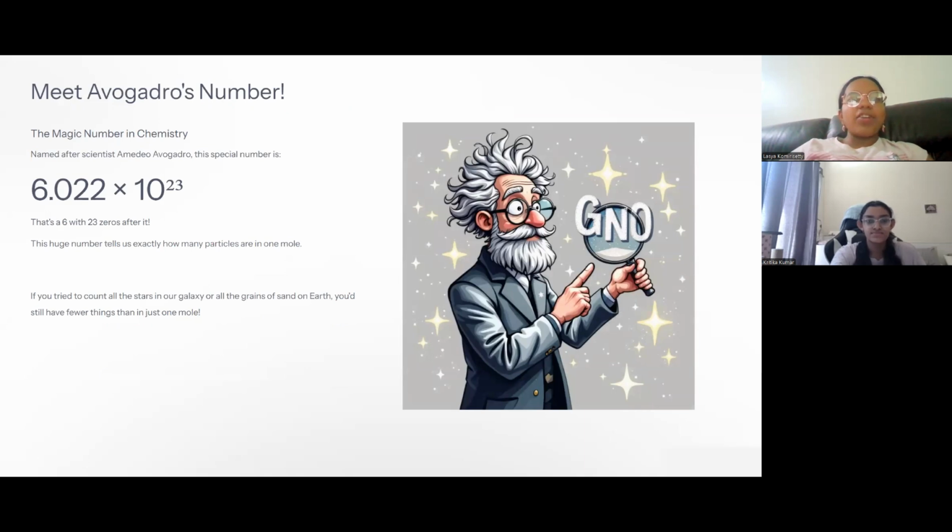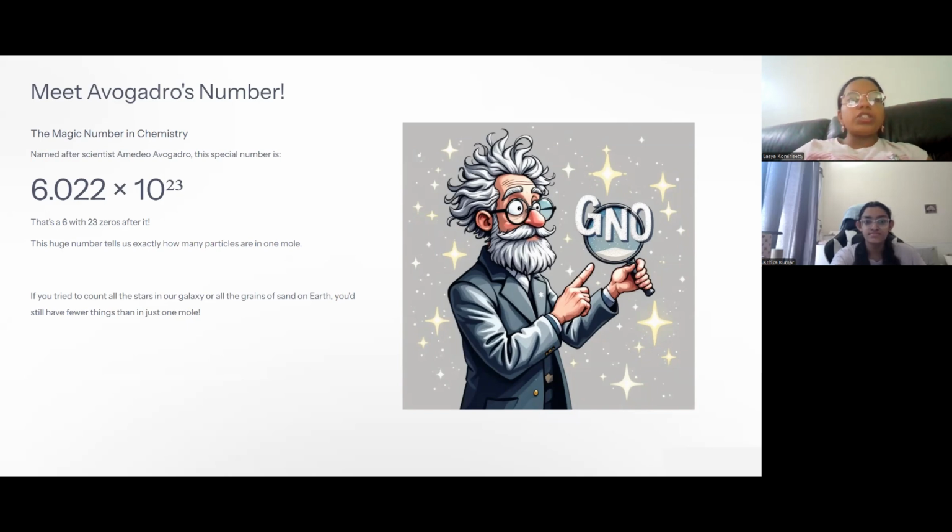So meet Avogadro's number. This is the magic number in chemistry, named after the scientist Amedeo Avogadro. This special number is 6.022 times 10 to the power of the 23rd. And like Kritika talked about before, this is scientific notation. If you want more examples of these, you can check our video out to learn more about scientific notation. You can also search on Google for many examples if you want more practice on how to write significant figures. Well, let's jump into what Avogadro's number is.